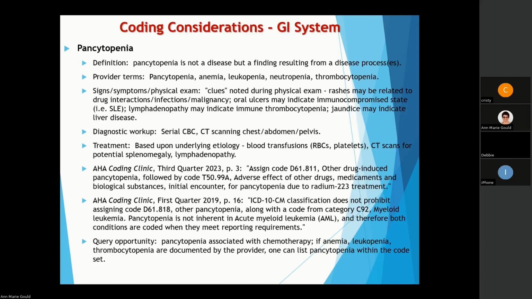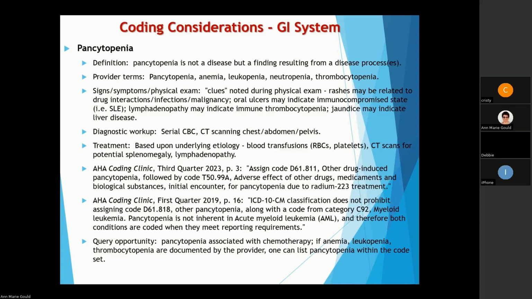Treatment, of course, goes back to your underlying etiology, like for any disease state we have. They may give blood transfusions, RBCs and platelets. CT scanning for potential splenomegaly or lymphadenopathy. And I think it's really important, like I said, that you keep a close eye on your labs, because that will definitely give you the clues, as well as the physical exam findings by the provider when they're documenting it.